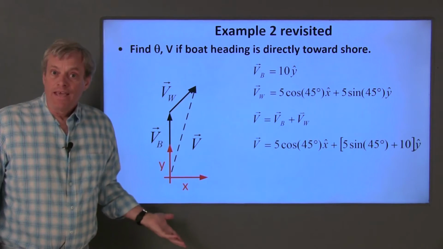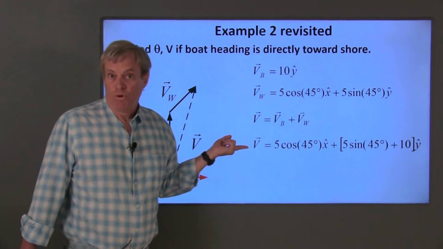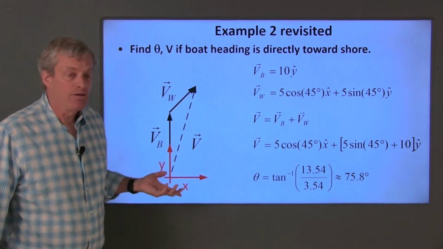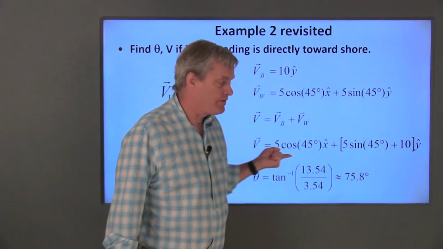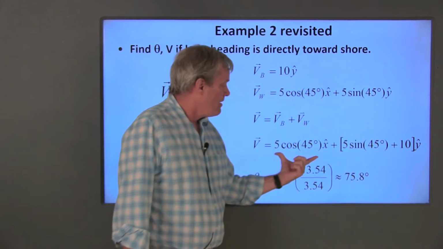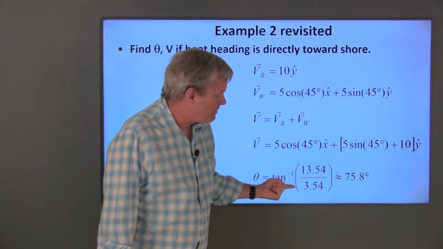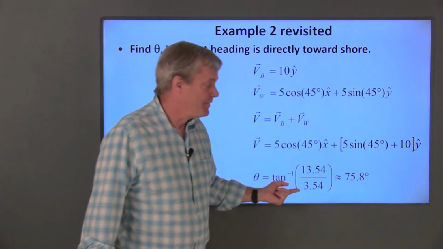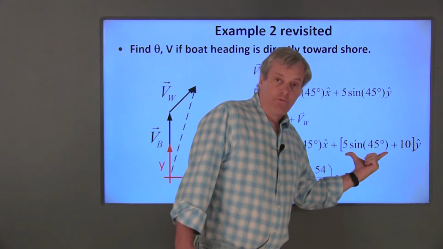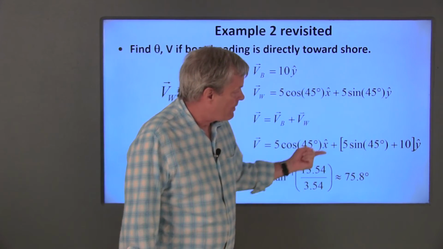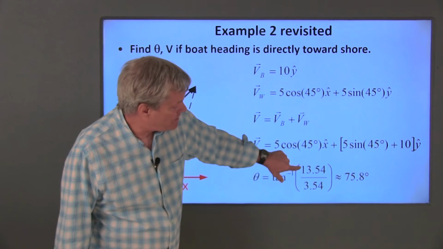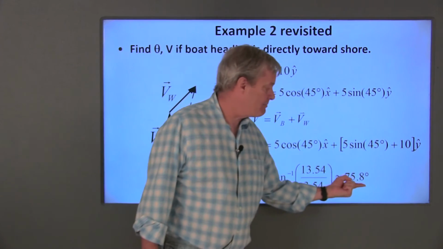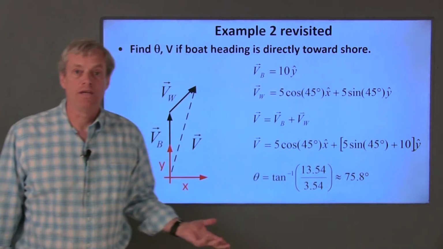We want the angle theta, so we need to convert this to polar form. The angle is the arctangent of the y component over the x component. 5 times cosine of 45 degrees is 3.54. 5 times sine of 45 degrees is also 3.54, so this becomes 13.54. The arctangent of this divided by this is about 75.8 degrees.